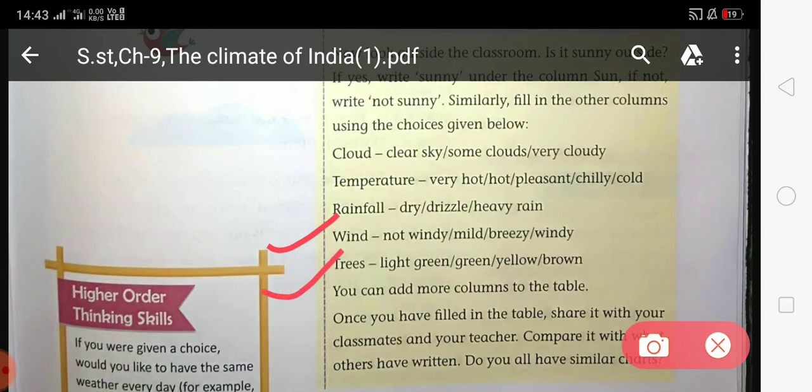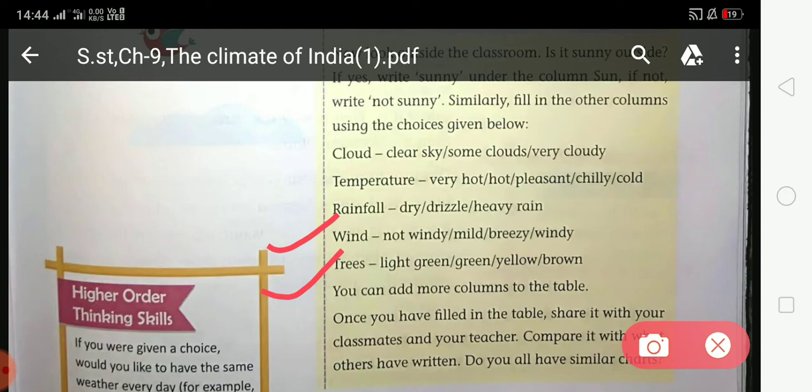Next, trees: light green, green, yellow, brown. So students, according to the color of the tree you have to write the color from these words. You can add more columns to the table. Once you have filled in the table, share it with your classmates.